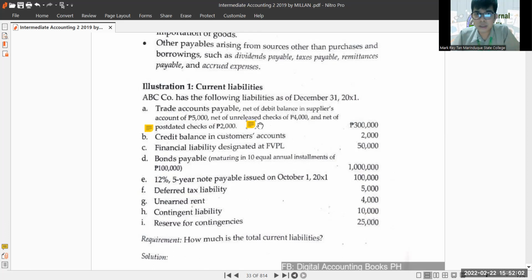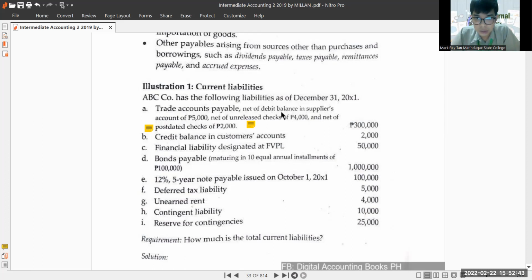So meron tatlong items na binawas. So analyze natin kung tama ba na binawas sila or hindi. So check natin. Una, net of debit balance in supplier's account. So analyze mo, supplier's account. Ano ba yung ibig sabihin nun? Ikaw yung nasa point of view ka ng ABC company. So, supplier daw. Ibig sabihin, si ABC is customer siya ni supplier. E di kung supplier to, ibig sabihin, bumibili doon si entity. So, kung bumibili si entity doon, edi ang account title na apektado dyan is accounts payable. Kasi supplier natin yun eh.